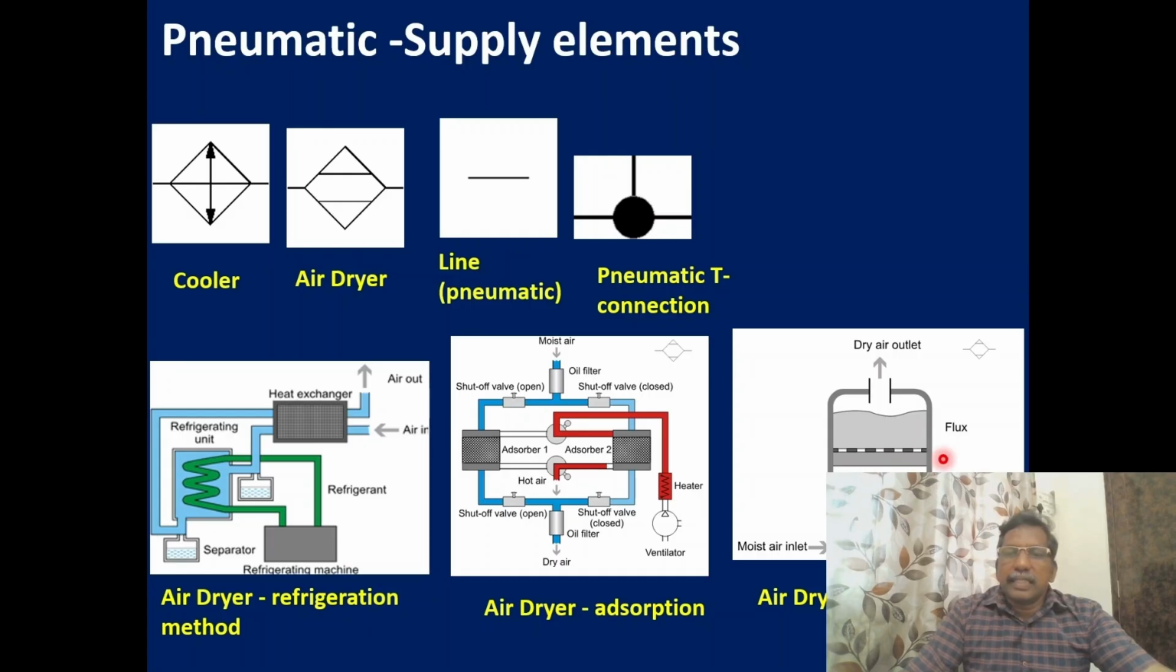Absorption is a chemical method. It has a gel that absorbs the moisture content. Similarly, in adsorption we use salt to absorb the air moisture content. So this adsorption method we are using. Third, if you want a very low humidity level, you can go for the air dryer refrigeration method. One by one we will see these in the coming time.